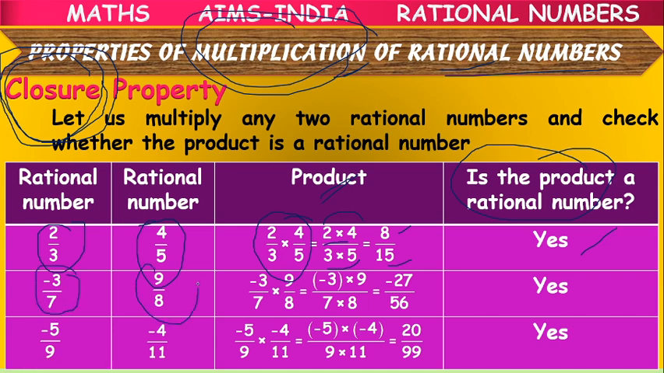Next, two more rational numbers. Product is done. It's a rational number. Yes. Next, two more rational numbers. Product is done. Yes, it's a rational number.